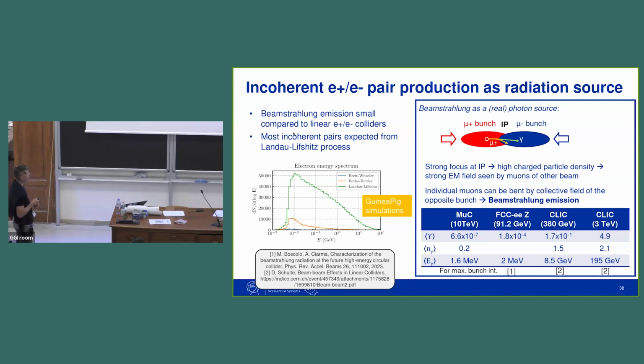You can see here for the muon collider at 10 TeV, this is quite small. This is for FCC-ee, and then this becomes larger for linear colliders. Sorry, I forgot to include this number here. But we get, on average, 0.2 photons per muon during a bunch crossing, and the average energy of these photons is 1.6 MeV. You see this can reach very high values for linear colliders. Since the Beamstrahlung emission is small compared to other colliders, incoherent pair production in the muon collider is more dominated by the Landau-Lifshitz process.